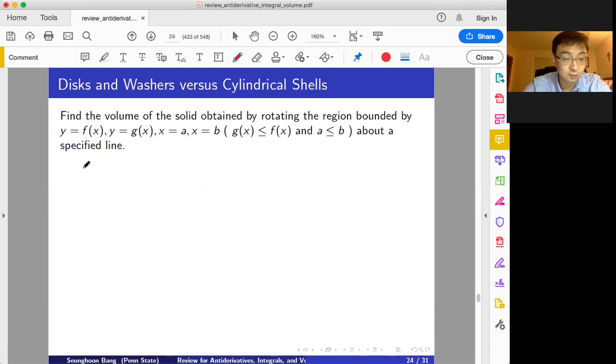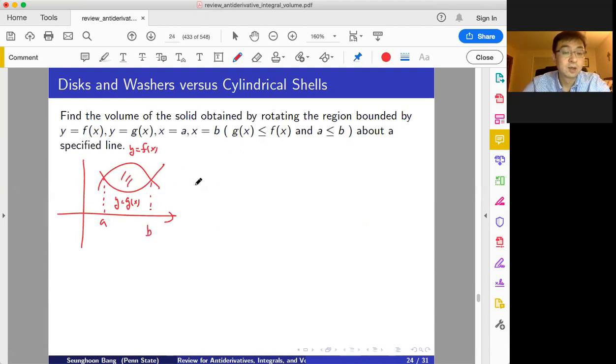In this one, y equals f of x is given, y equals g of x is given. We have a and b. This is the region. What's the rotating axis? The rotating axis is a horizontal line. You can rotate this region about a horizontal line, the horizontal rotating axis.